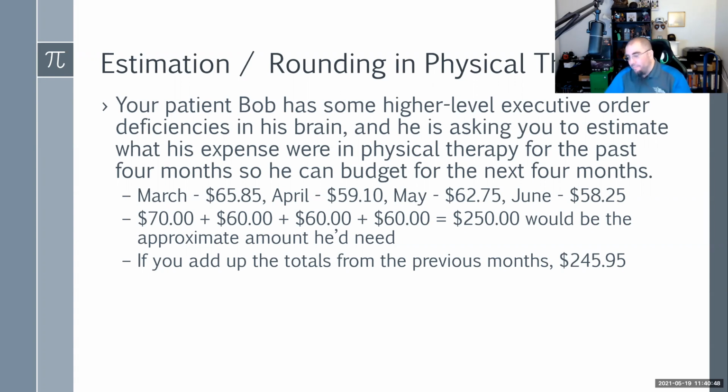So you go into the system and you look that his bill was $65.85 for March, $59.10 for April, $62.75 for May, $58.25 for June. You could go and add all of those together and come up with an exact amount, which came to $245.95. Or you could just round all that and say, hey, Bob, you need about $250. Right? I can look at this and go 70, 60, 60, and 60, and it's about $250. That gives him a little bit more than he needs, but it gives him a good estimate.